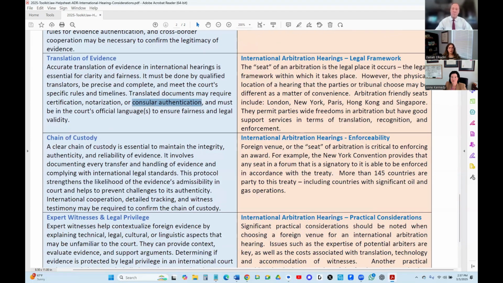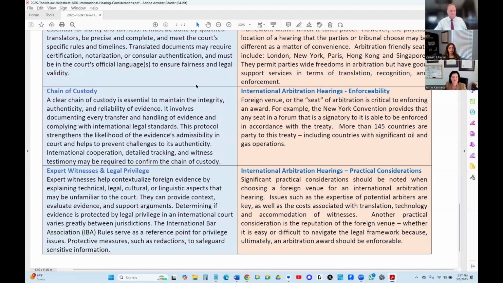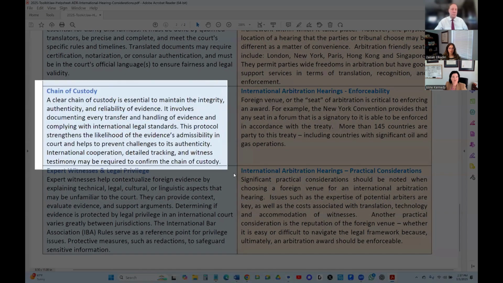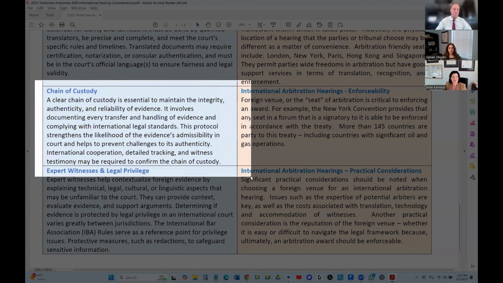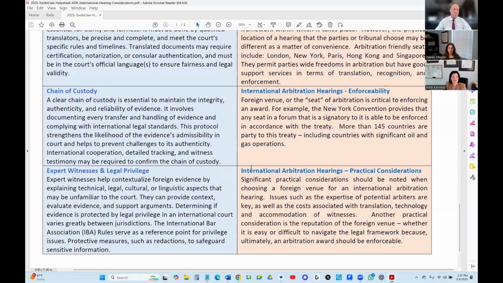Touching again on the chain of custody, a clear chain of custody is essential to maintain the integrity, authenticity, and reliability of the evidence being produced. That involves documenting every transfer and handling of evidence and complying with international legal standards. This protocol strengthens the likelihood of the evidence's admissibility in court and helps to prevent challenges to its authenticity. International cooperation, detailed tracking, and witness testimony may be required to confirm the chain of custody.